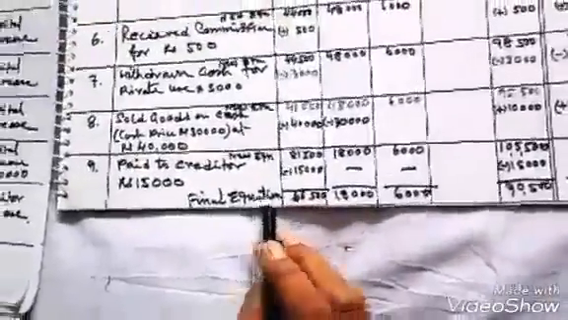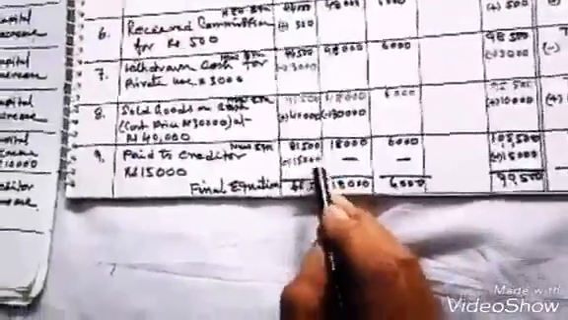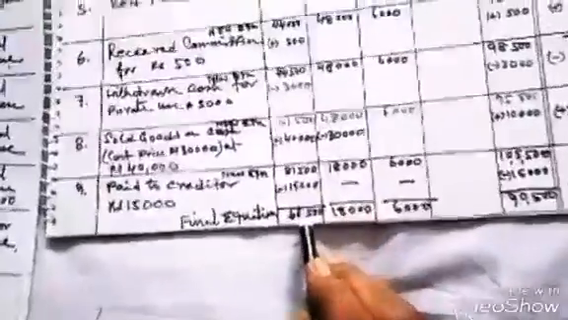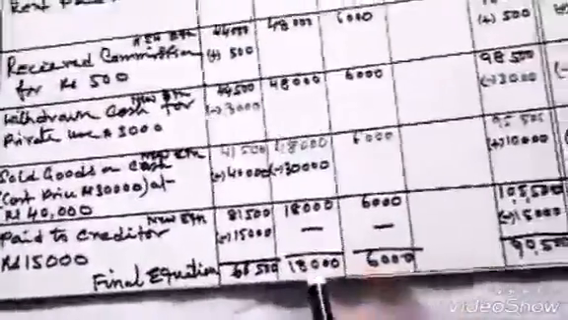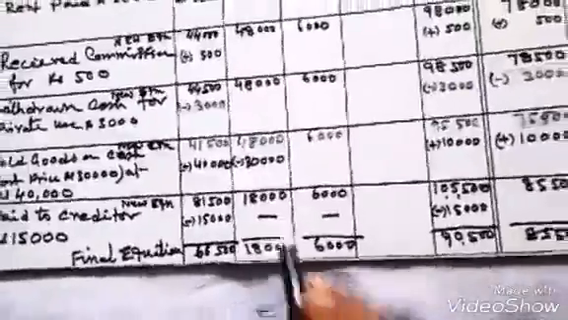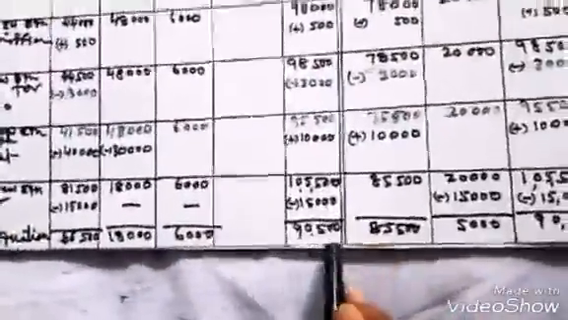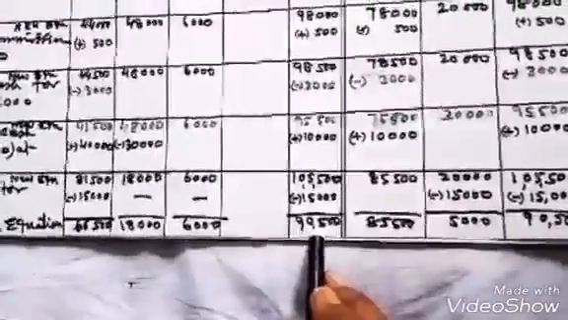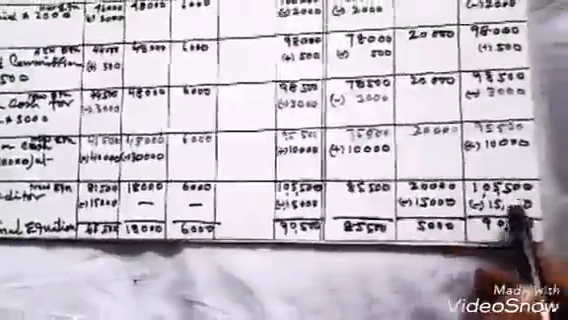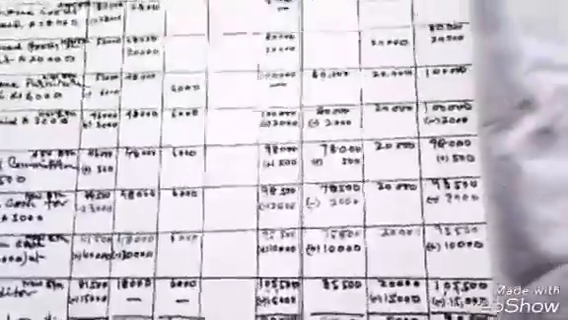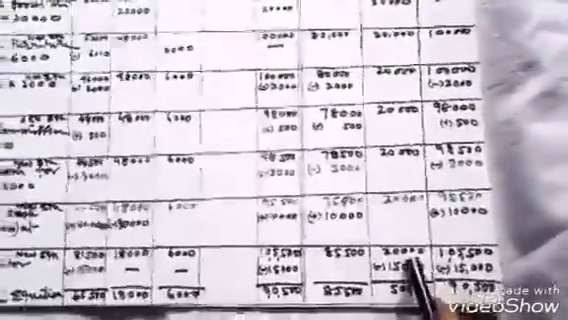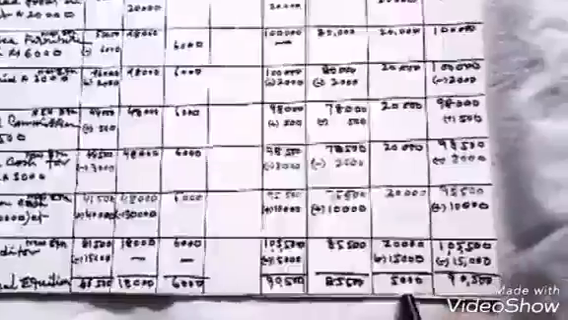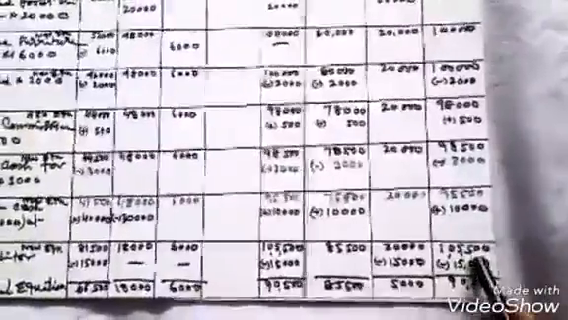So now the final equation that comes is, here it is, cash is 66,500, stock is 18,000, furniture 6,000, and total asset is 90,500. On the capital plus liability side, capital is 85,000, creditor 5,000, and on the total 90,500.